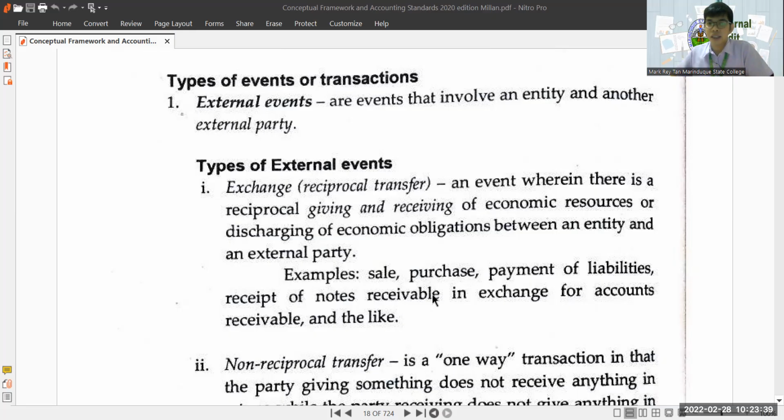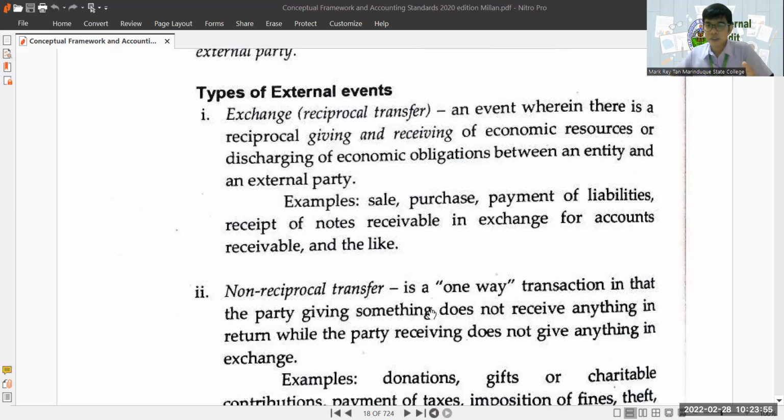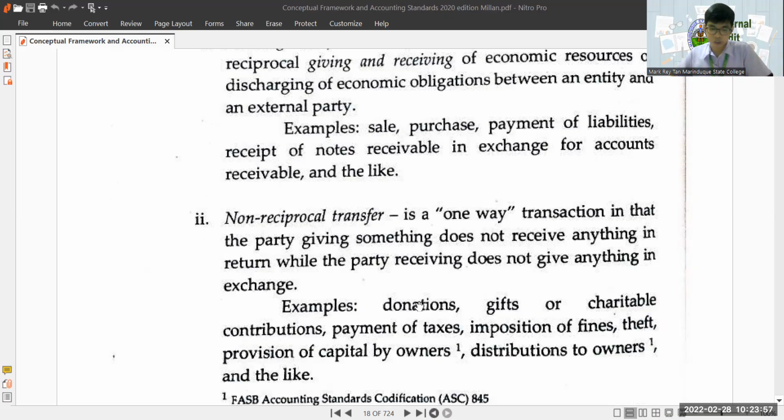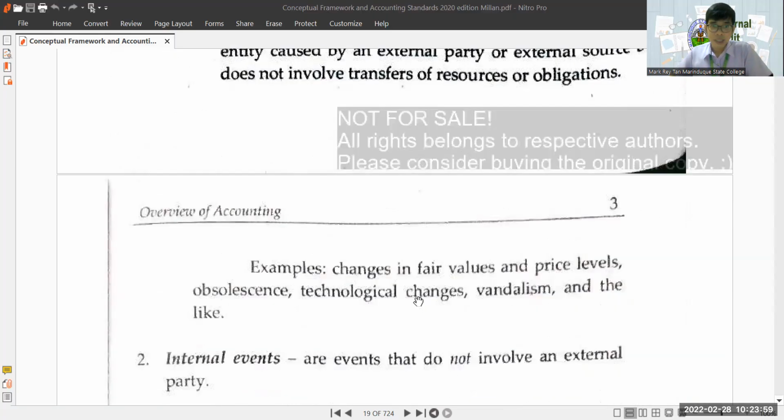On the other hand, just a mirror image point of view, purchase. So in this one naman, the company is the buyer. And then the company has a transaction with a supplier, which is an external party. Right? So ganun lang class yung basic dito, explanation. So other than external events, we have internal events.